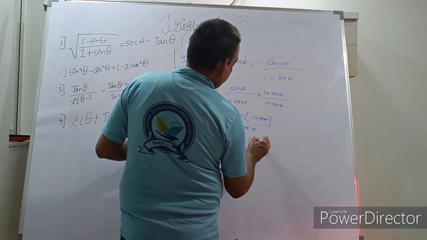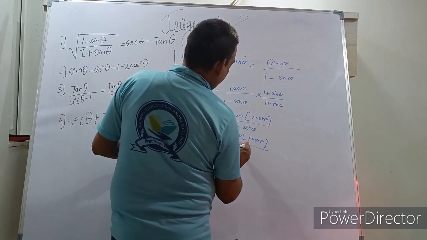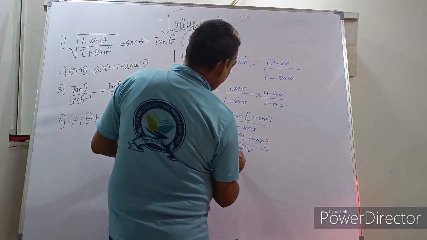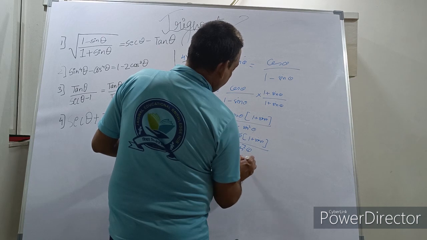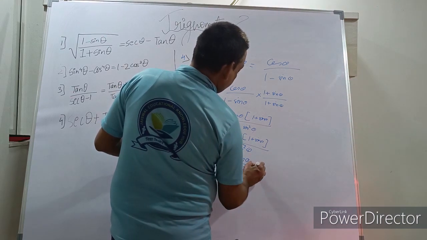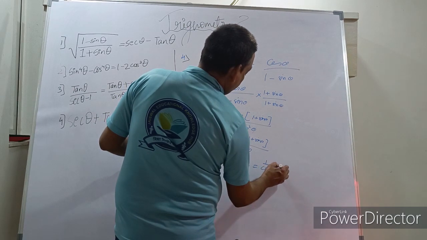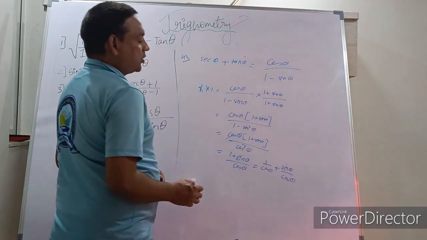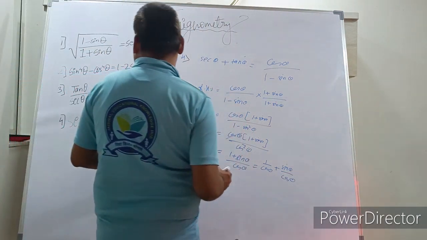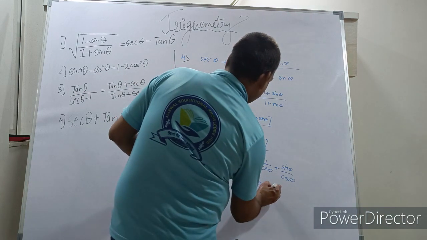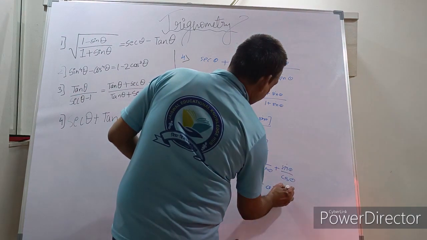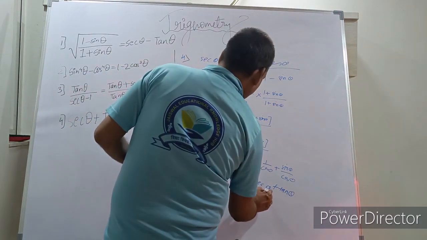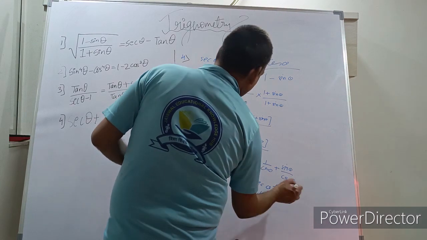So we have cos theta times 1 plus sin theta upon cos square theta. Now one cos gets cancelled, so the remaining is 1 plus sin theta upon cos theta, which is nothing but 1 upon cos theta plus sin theta upon cos theta. So 1 upon cos theta is nothing but sec theta, and sin upon cos is nothing but tan theta. So it is sec theta plus tan theta, which is equal to the RHS, that becomes the LHS. Hence proved.